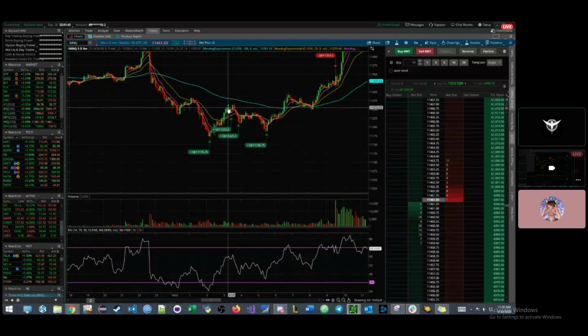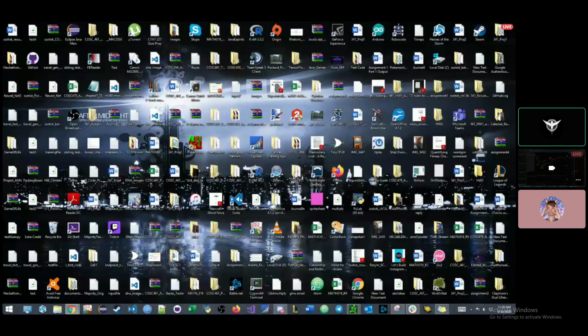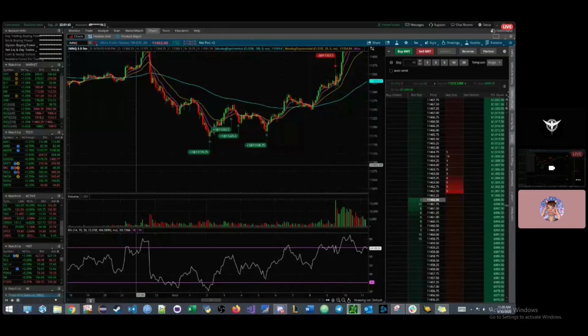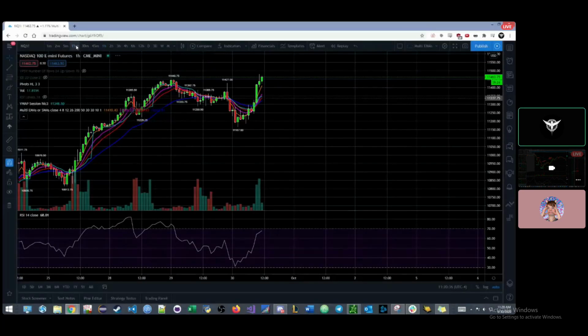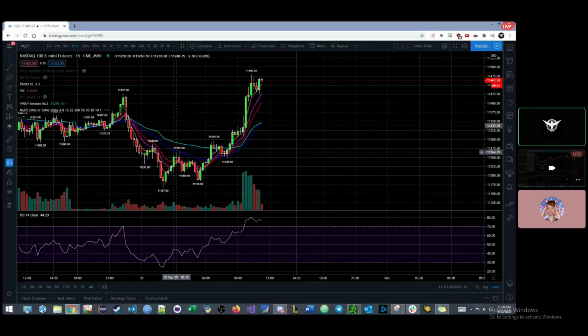I really liked my fill, but I didn't exit, and I was just waiting to see the size of the bounce. I wanted the bounce to be large enough to tell me that the most likely scenario is a higher low on a higher time frame. So we got all the way up here, and I was like, okay, this is a big enough move that a 15-minute higher low is likely to form.